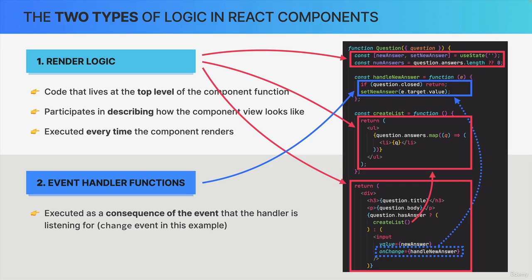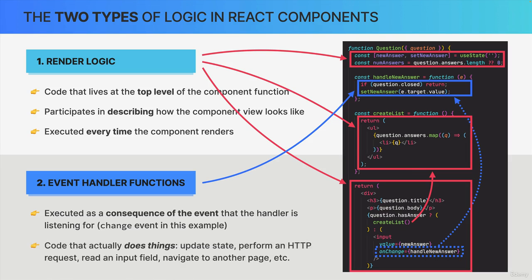But it's still important to differentiate between these two types of logic because they do actually do fundamentally different things. So while render logic is code that renders the component, event handlers contain code that actually does things. So basically code that makes things happen in the application. So event handlers contain things like state updates, HTTP requests, reading input fields, page navigation, and many more. So all things that basically change and manipulate the application in some way.